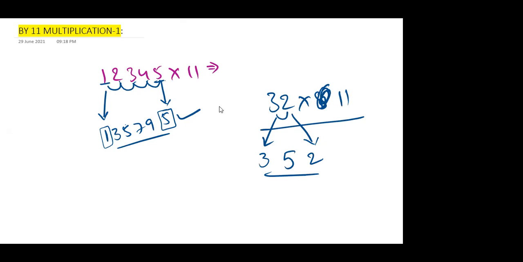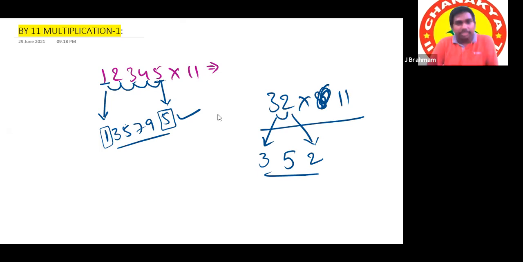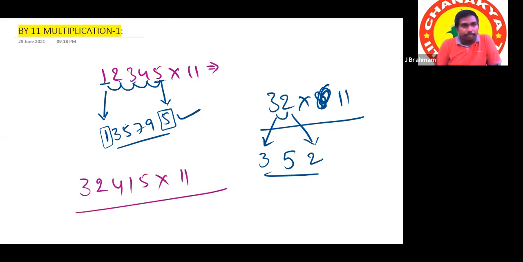Can you tell it again, sir? Yeah, I'm telling again. See, all of you, listen carefully. I'm taking any number like 3, 2, 4, 1, 5 into 11. Okay. All of you, listen carefully.